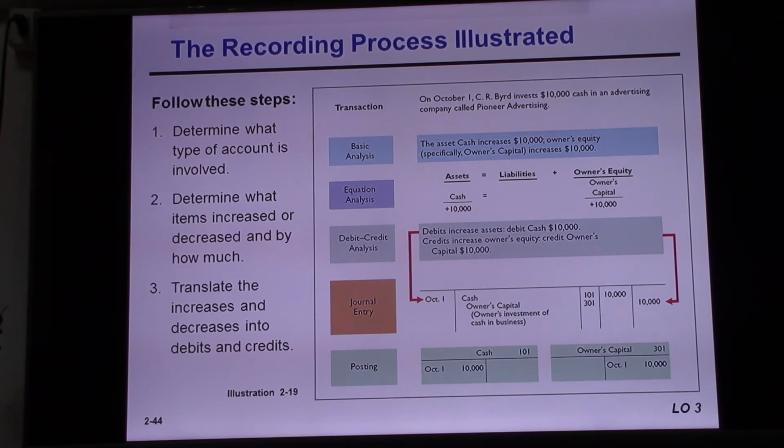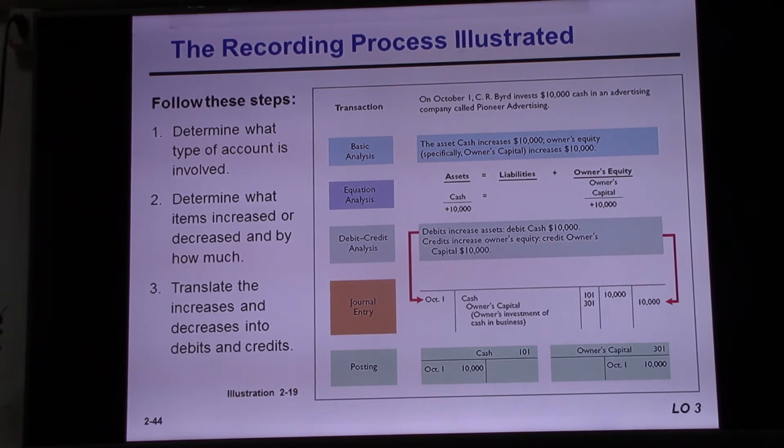We performed first an analysis of this transaction. Then, we should determine which item will be debited and which item will be credited. Since assets increase, we have stated, according to the debit and credit rules, that any increase in assets will be written on the debit side. So for the journal entry, you should write first the date, October 1st, cash is debited by $10,000. And also any increase in capital should be credited. So owner's capital would be written on the second line, and you should move slightly to the right and write owner's capital by $10,000. And this is the journal entry.